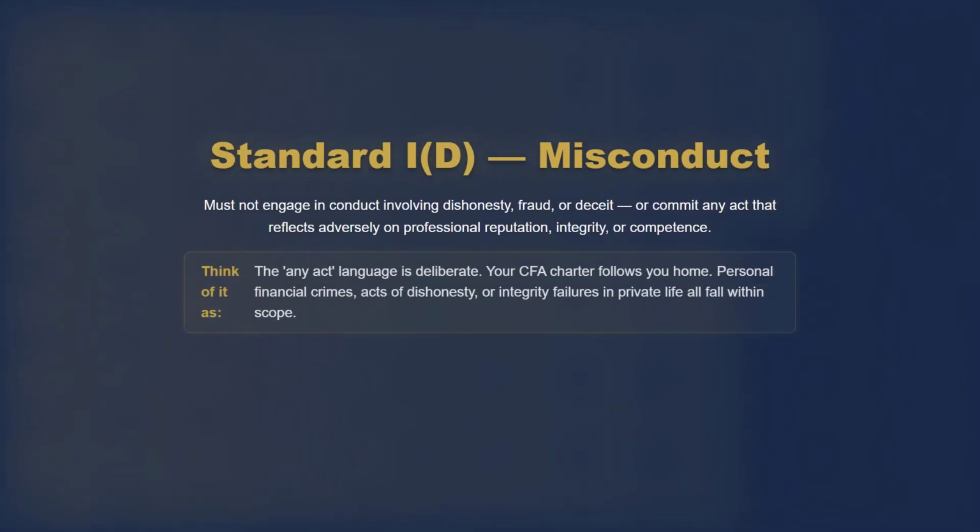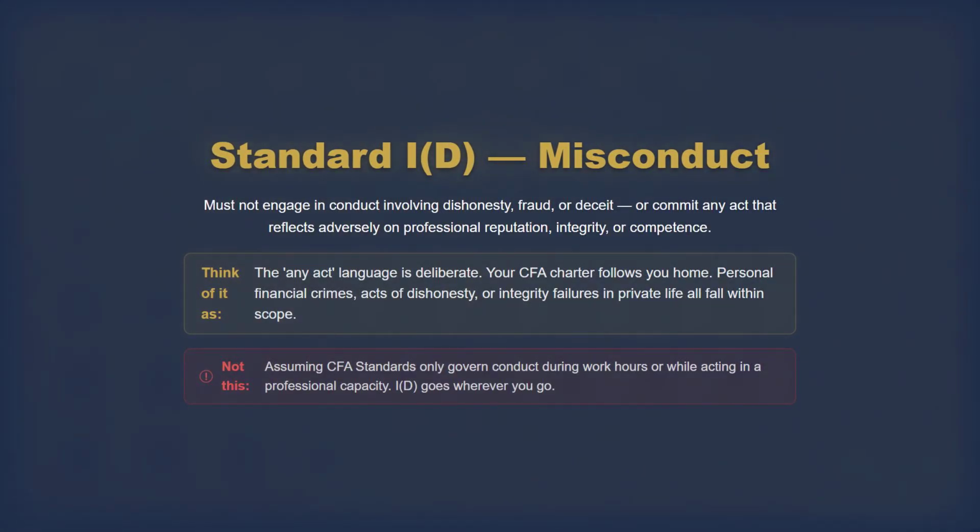Standard I(D), misconduct. The official text. Members and candidates must not engage in any professional conduct involving dishonesty, fraud, or deceit, or commit any act that reflects adversely on their professional reputation, integrity, or competence. This is the exam trap phrase right here. Any act that reflects adversely.